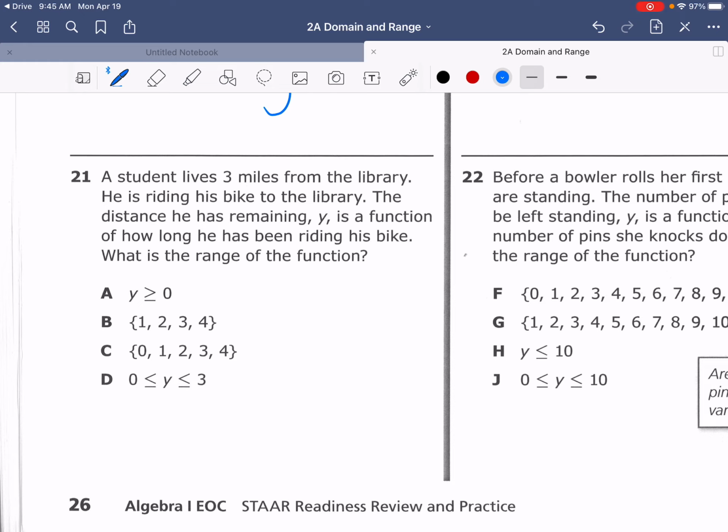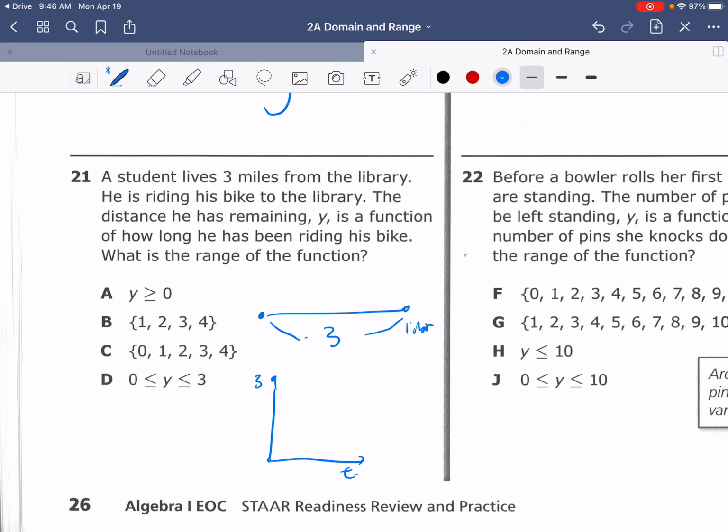Last one. A student lives 3 miles from the library and he's riding his bike to the library. The distance he has remaining, y, is a function of how long he has been riding his bike. What is the range of the function? So here is the home and here's the library, and it's 3 miles. Now we are trying to find the range, which means the distance. Here, this one is going to be better. This one is the time, this one is the miles, up to 3 miles.